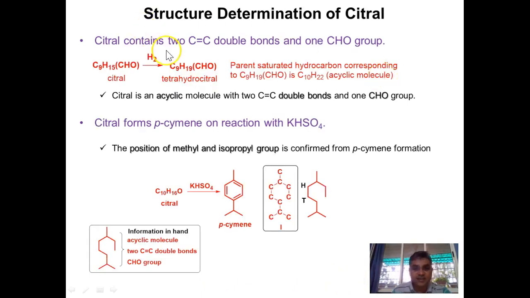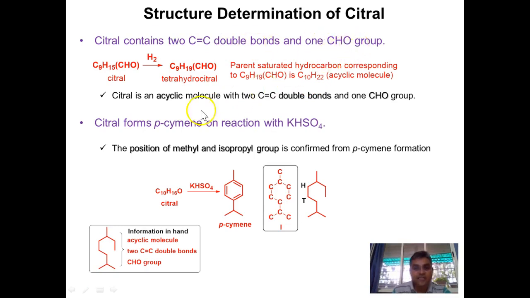Now let us make some chemical arithmetic here. The hydrogenation product is tetrahydrocitral, and we have rewritten the structure of the parent hydrocarbon of the saturated product. Here it is C9H19CHO. Corresponding to this, the parent hydrocarbon is C10H22, and this corresponds to the CnH2n+2 formula, and therefore the citral molecule is an acyclic molecule. So in this way, we have reached very useful information that citral is an acyclic molecule. It contains two carbon-carbon double bonds and one CHO group.